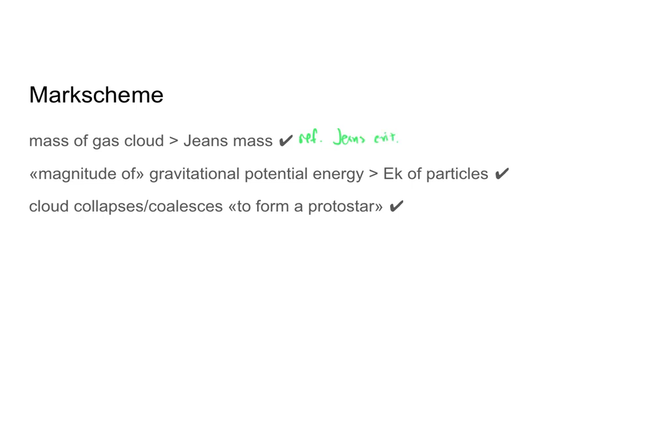The second statement that you'll get points for is saying the gravitational potential energy is greater than the kinetic energy of the particles. And the third point is for saying that the cloud is going to collapse to form a protostar.